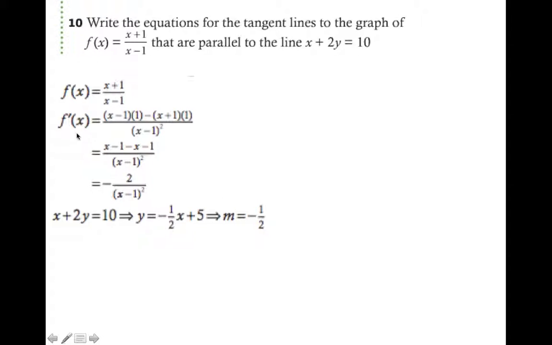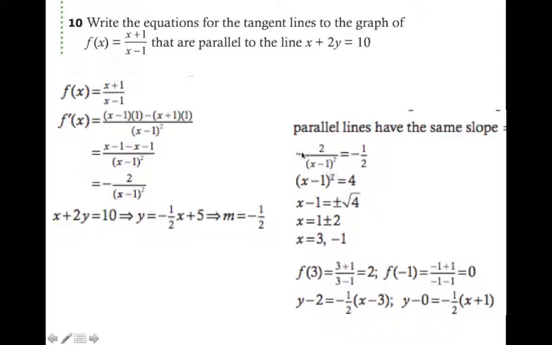We have the slope, and the derivative is the slope. So we ask, when is this slope equal to -1/2? When is the derivative equal to -1/2? Solve that, cross multiply, take the square root of both sides. The square root of 4 is plus or minus 2, and you get two values for x. So at those 2 points exactly on this graph, there will be tangent lines that are parallel to this one because they will have a slope of -1/2.